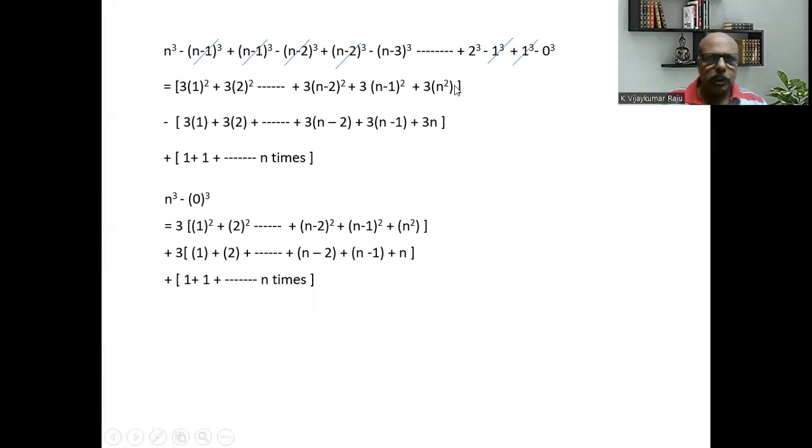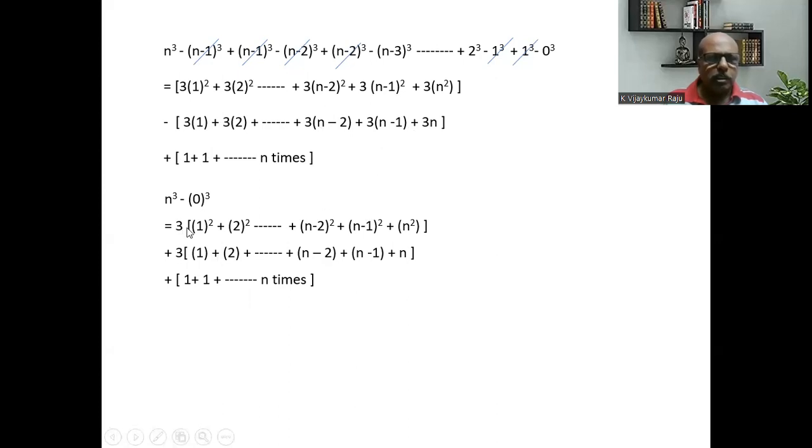in this is equal to, here 3 is common in all these terms. Let us take out 3 common. 1 square plus 2 square plus 3 square and so on, n minus 2 square plus n minus 1 whole square plus n square minus the second bracket 3 into 1 plus, again 3 is common here. Let us take out 3 common. So here it is 3 into 1 plus 3 into 2, 3 up to n plus 1, 1, 1, it is n times. So it takes this form.